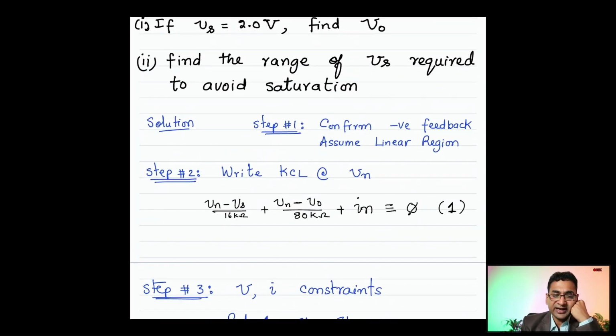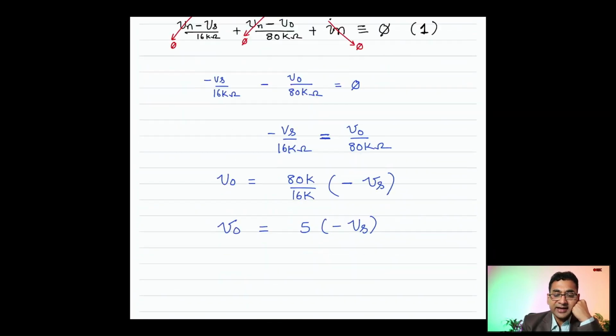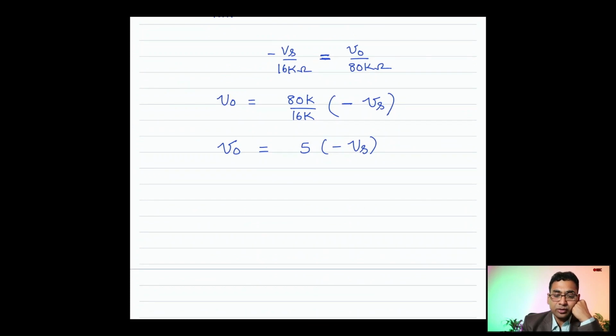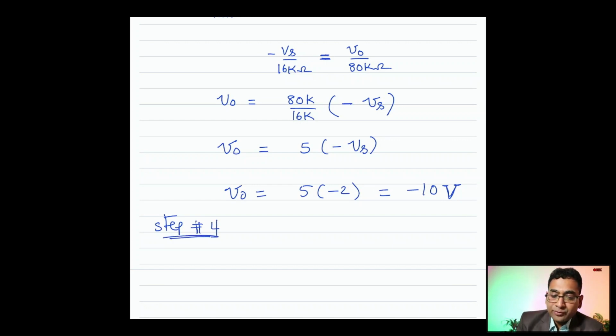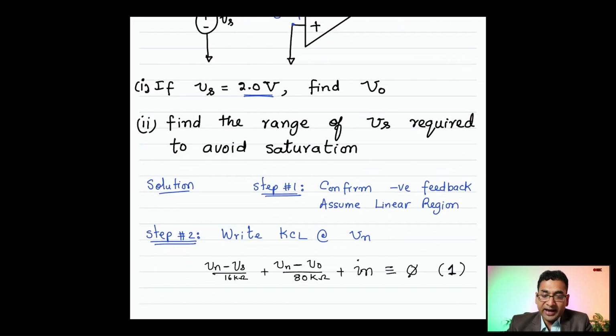Of course, the value of Vs is given. What's the value of Vs? It's given to be 2 volts. Therefore, V output equals 5 into negative 2. Therefore, that's negative 10 volts. One last step. So far we applied 4 steps. The first step is to confirm negative feedback.